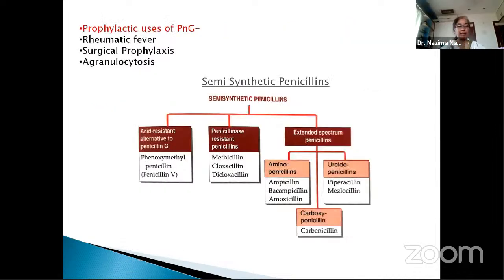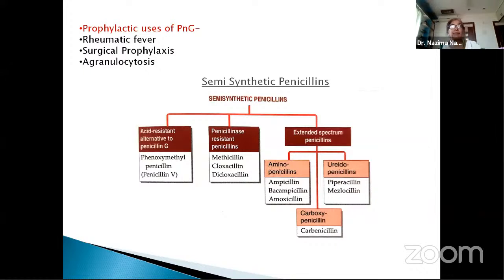There are the other prophylactic uses of penicillin G, that is the prevention of rheumatic fever. This drug is very helpful, especially benzathine penicillin, which is the drug of choice in case of rheumatic fever. Again, surgical prophylaxis, this drug can be used to prevent infections in the surgical wound. In agranulocytosis patients, penicillin G will prevent the infection. So these are the prophylactic uses of penicillin G, which can be asked in the full question, that write a note or add a note on the prophylactic uses of penicillin G.